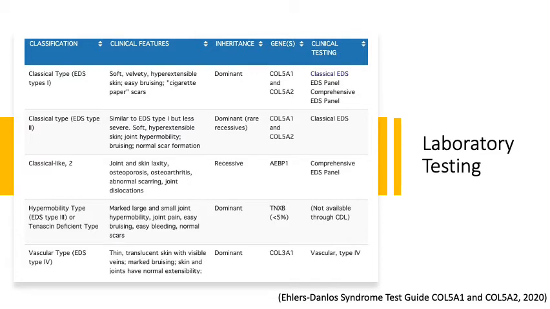This is a chart from a test guide for the three main types. It shows that classical EDS can be tested with a classical EDS panel and a comprehensive EDS panel. Vascular EDS can be tested by looking for type 4 in the blood. Hypermobility does not have a specific test.